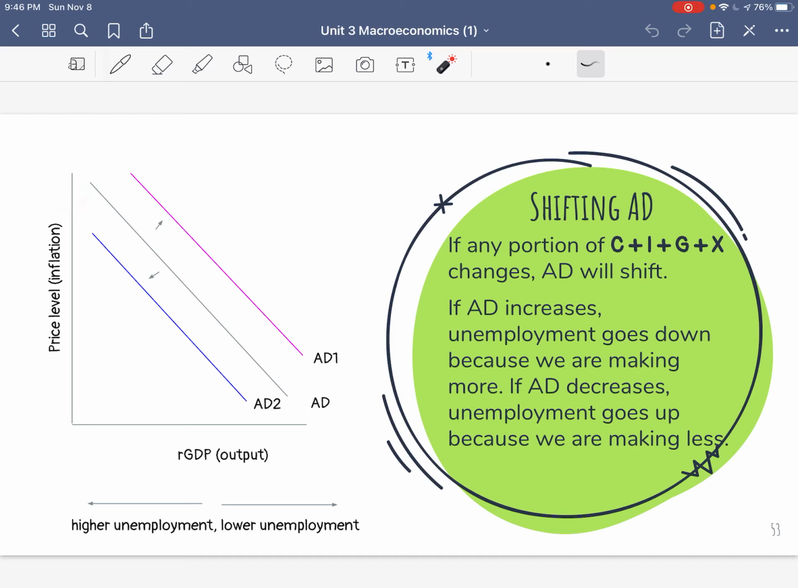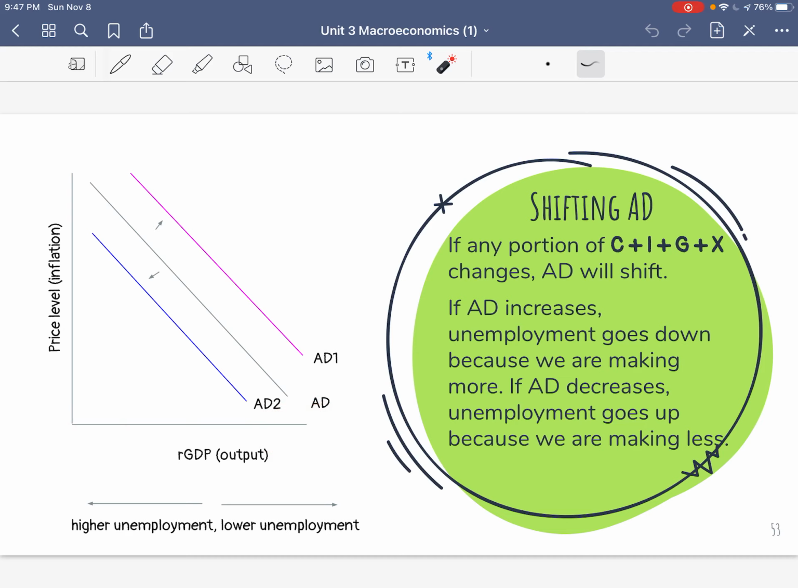And then down here on the x-axis, we have our GDP, real GDP. So GDP once inflation has been taken out. And another word for that is output. So if you hear me use the word output, I mean the real GDP. And again, down here, the output wouldn't be very much. Up here, it increases quite a bit. So this is less down here, and this is more up here.